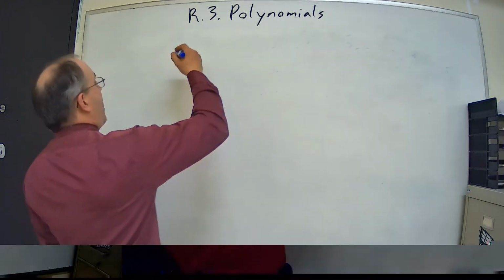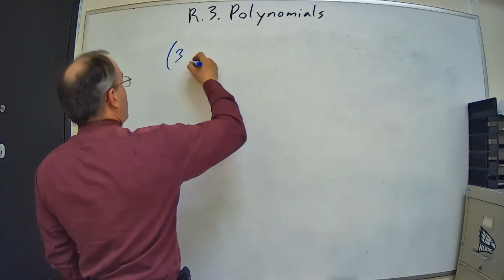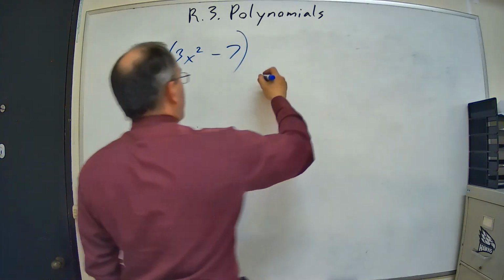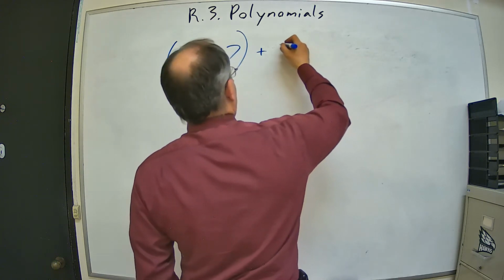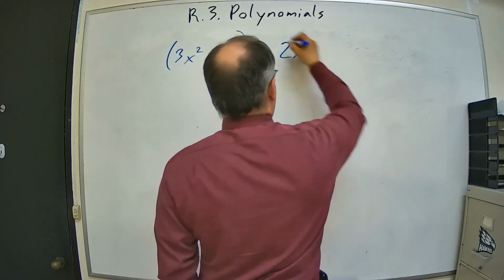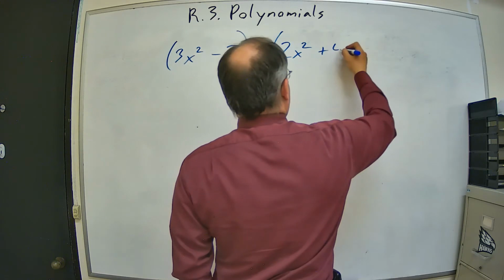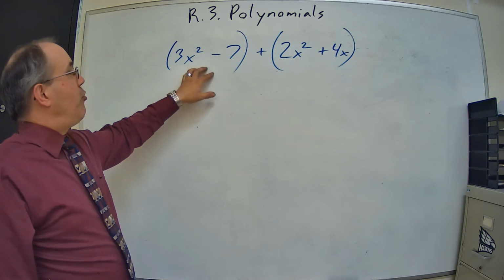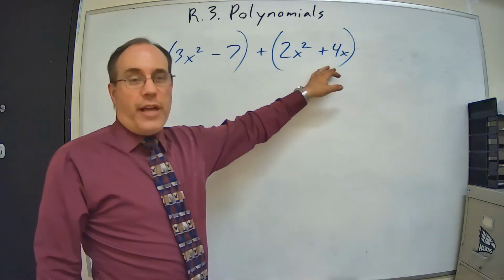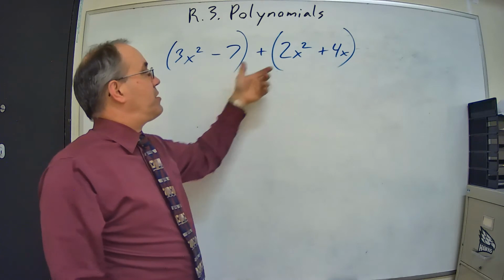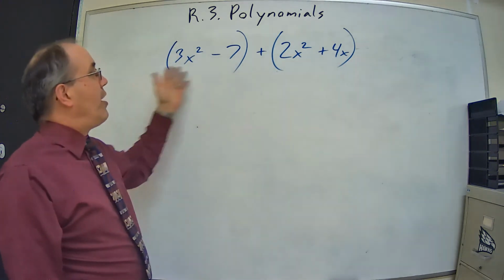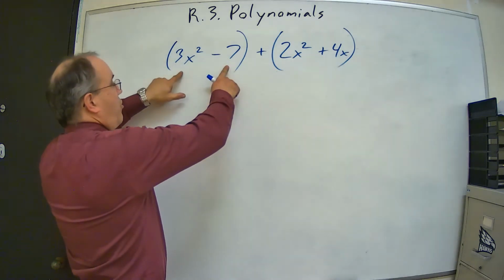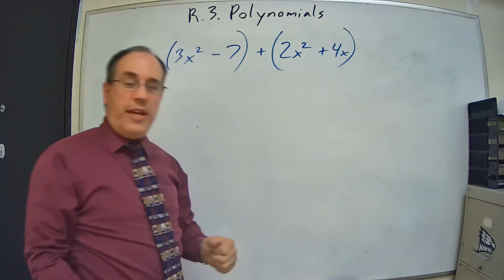So let's say I have (3x squared minus 7) plus (2x squared plus 4x). So I have a binomial added to another binomial, right? A two-term plus a two-term. I have these parentheses in place here, and that's telling me that this is a binomial and this is a binomial that are being added together.